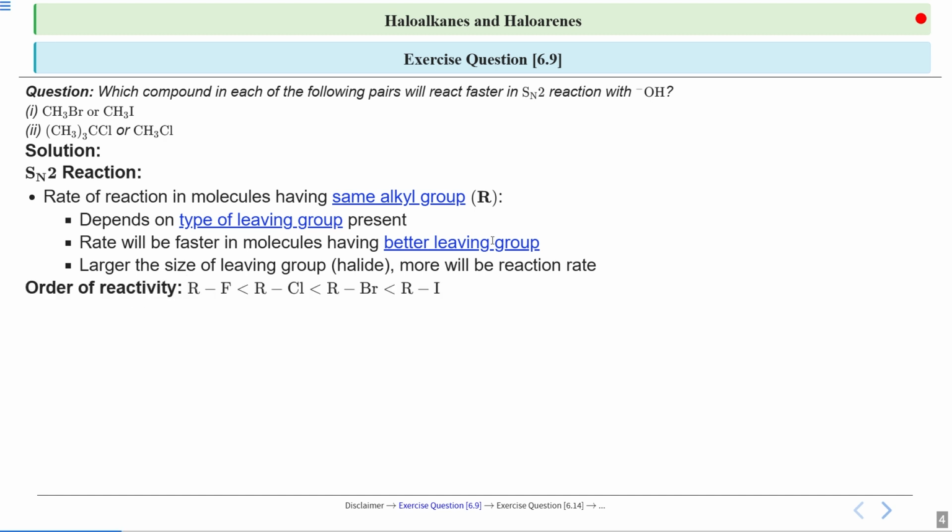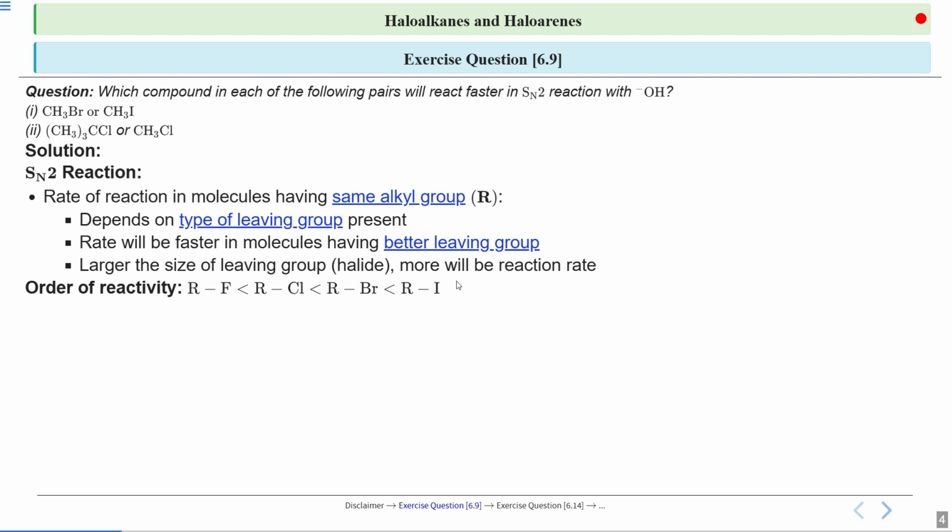So the order of reactivity, when you have the same alkyl group and different types of leaving group, will be highest for alkyl iodide, then alkyl bromide, then alkyl chloride, and least reactivity for alkyl fluoride, because fluoride has the smallest size, right? Among the halogen atoms, iodine has the largest size, right? So that's why the alkyl iodide will have the greatest reactivity.